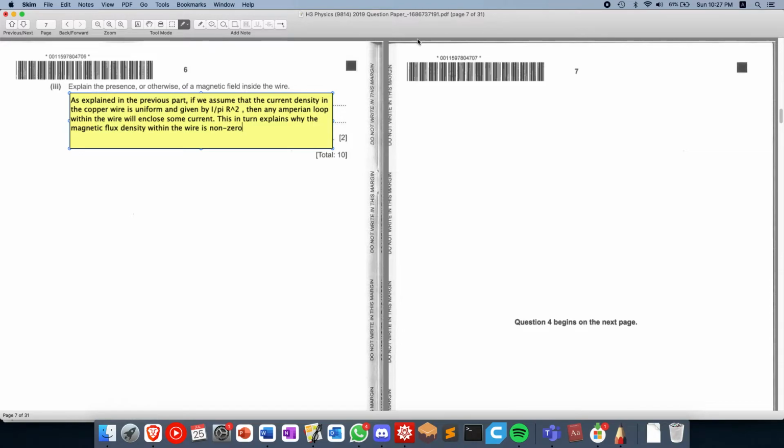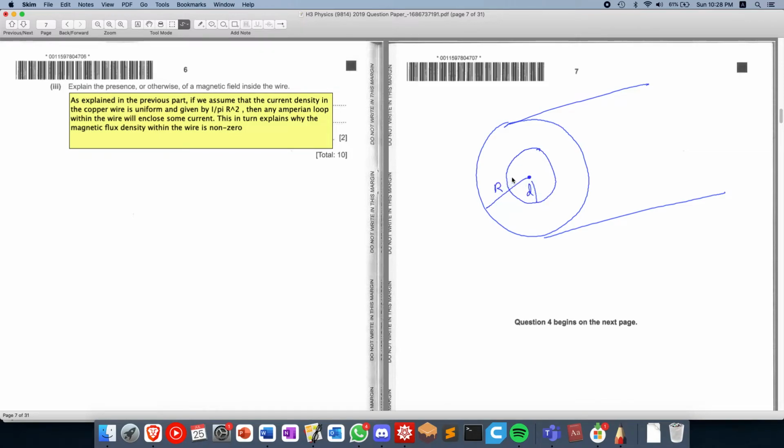Basically what it's saying is that, as I've previously drawn, because the wire has some thickness, if this is the center and you have a distance d away from the origin, then assuming the current density, which equals I over pi R squared, is constant and uniform, then imagine how much current is flowing through this Amperean loop over here. It is going to be pi d squared times J.